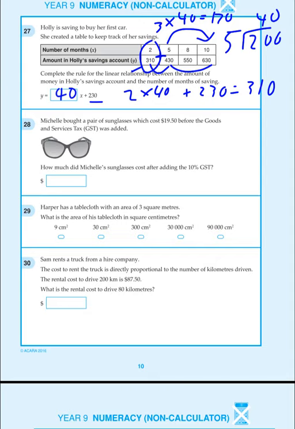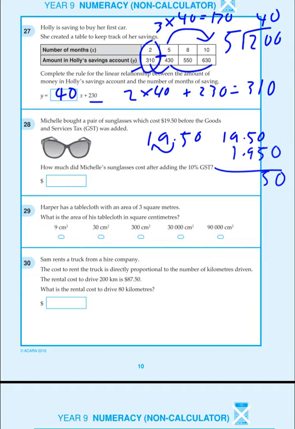28. Michelle bought a pair of sunglasses which cost $19.50 before the goods and services tax was added. How much did her sunglasses cost after adding 10%? Well, if it costs $19.50 and we want to add 10% of that, to get 10% of a number, move the decimal place 1 to the left, and then we'll add those two numbers together. So $19.50 plus 1.950. Then we just add them two together.